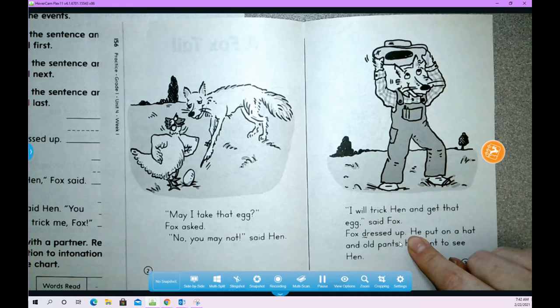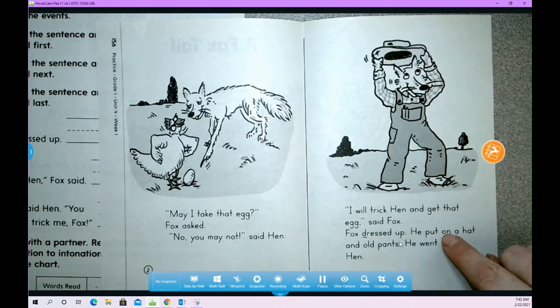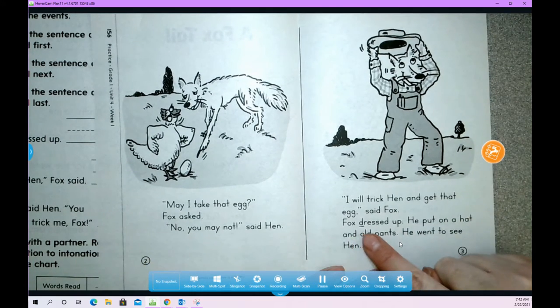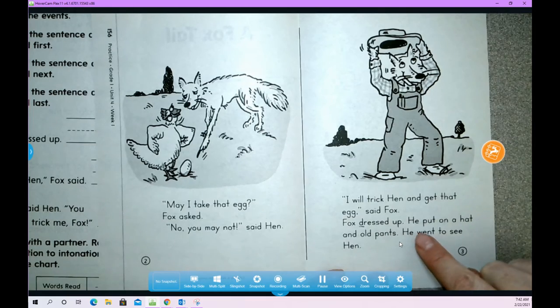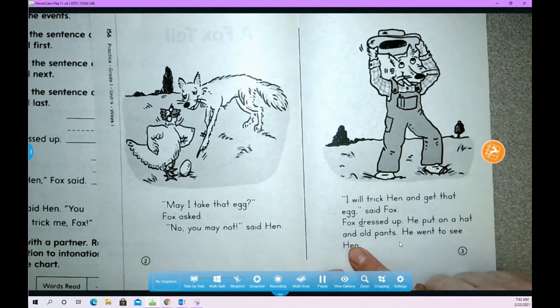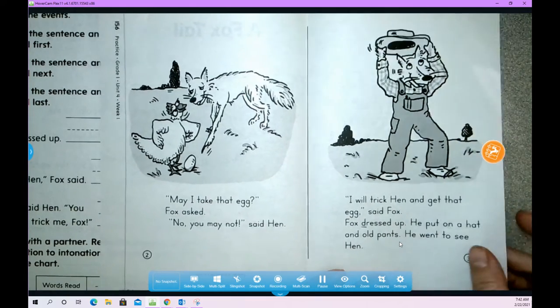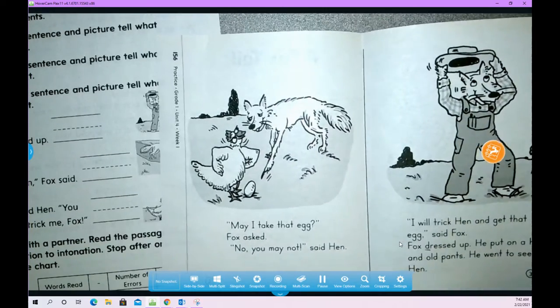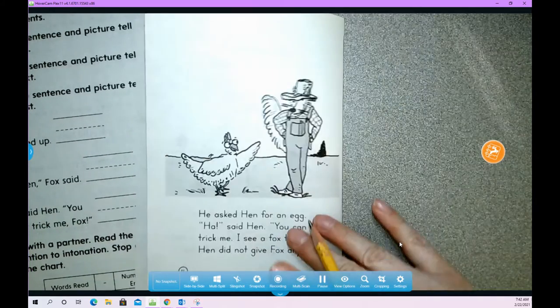Fox dressed up. He put on a hat and old pants. He went to see Hen. Do you think his trick is going to work? Let's find out.